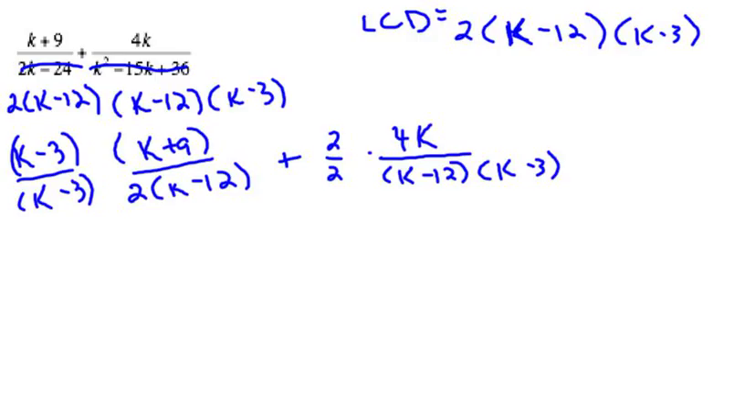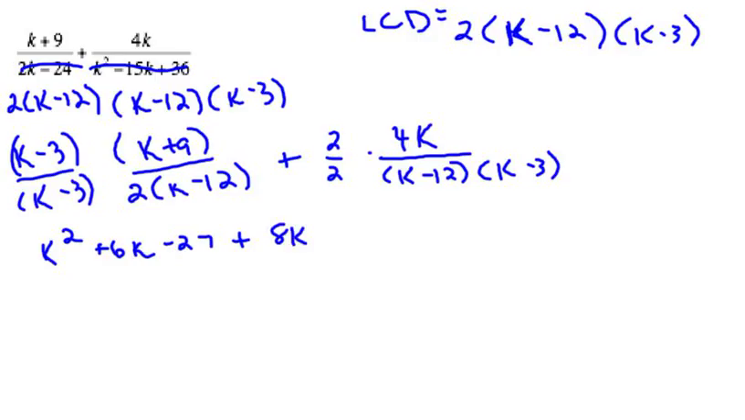And now I have my common denominator on both sides, so I have to multiply my numerators. Here I'm going to FOIL this. K times k is k squared. I'm going to go ahead and multiply now. K times 9 is 9k. Negative 3 times k is negative 3k. 9 minus 3 is positive 6k. And negative 3 times 9 is negative 27. Plus 2 times 4 is 8k.